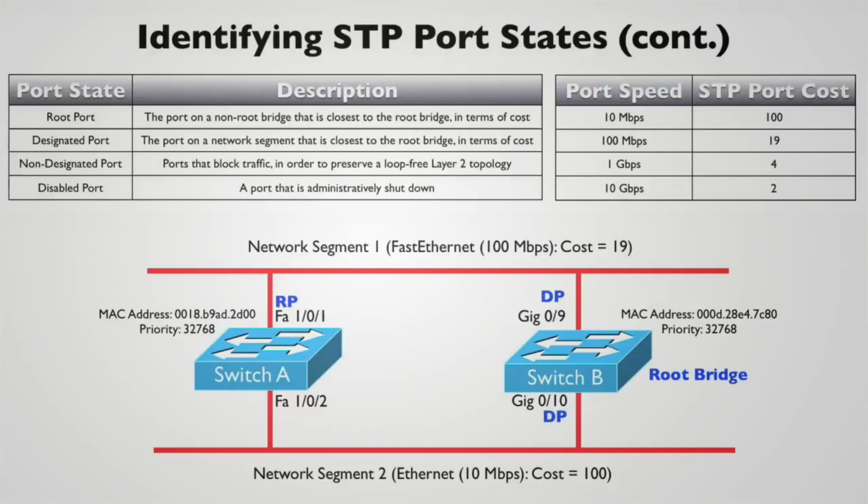And we look around at any port that is left in our topology: FastEthernet 1/0/2 on switch A in our case. If it's not a disabled port, in other words, if it's not administratively down, and it's not, that means that it is a non-designated port, which means it's blocking traffic. This is giving us our loop-free topology. We're not going to have a loop because production traffic is not going to be flowing into or out of FastEthernet 1/0/2 on switch A.